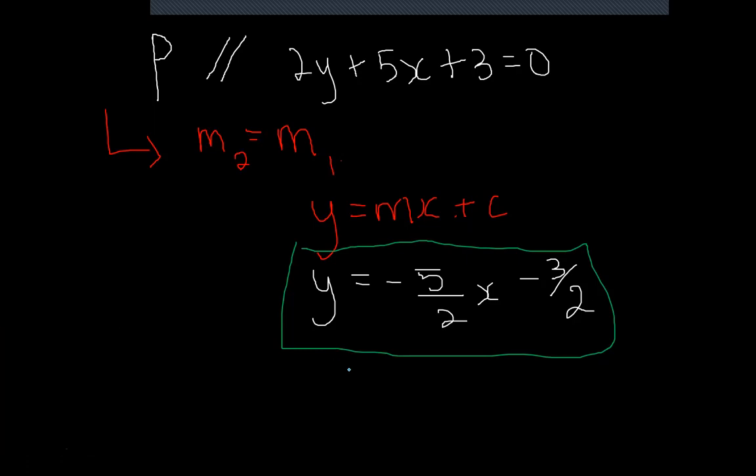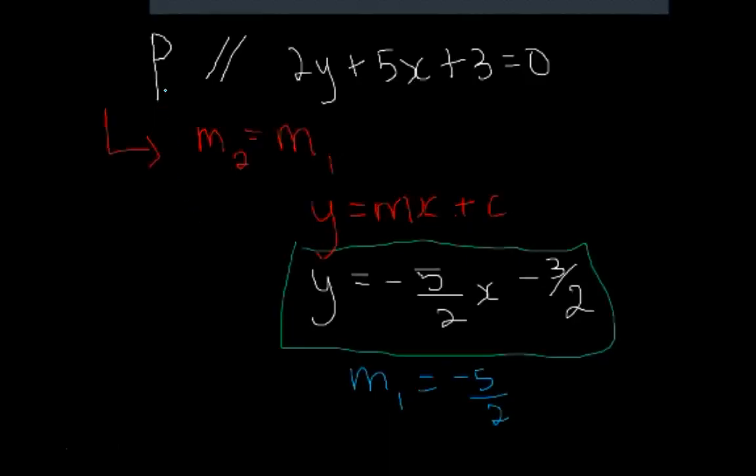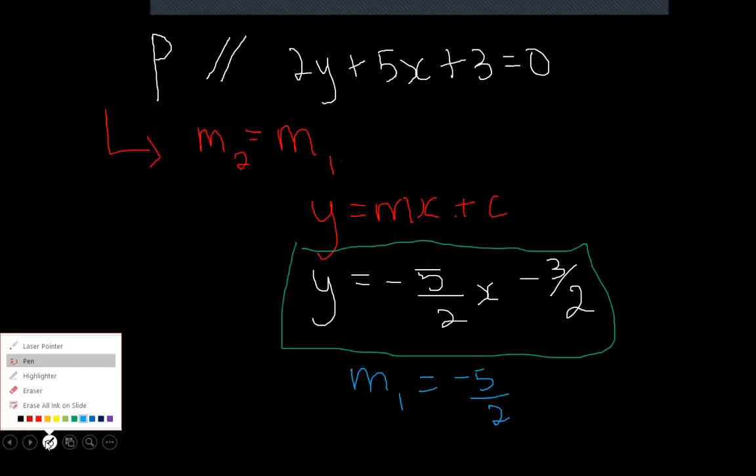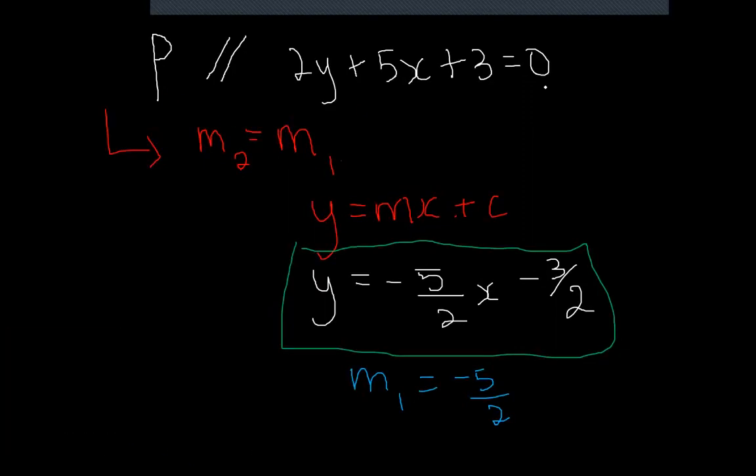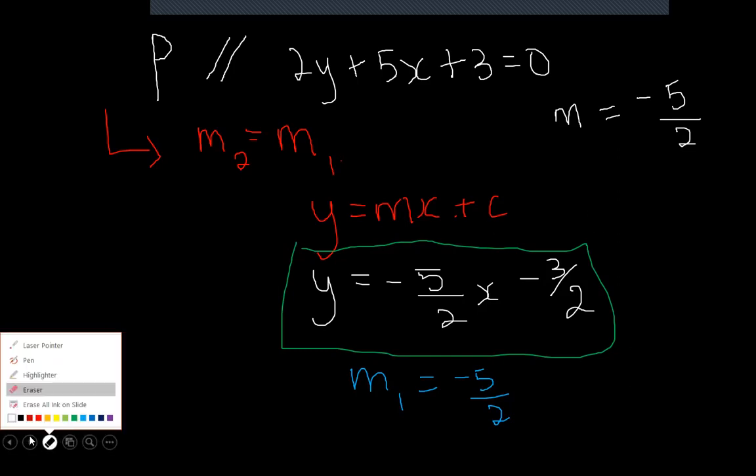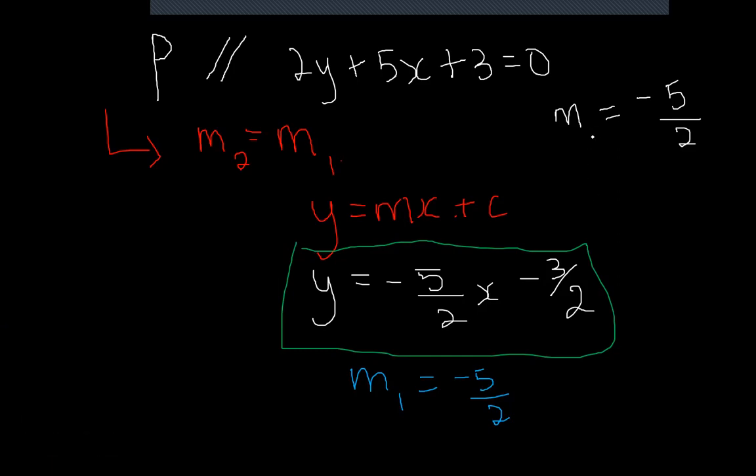So M1 is equal to minus 5 on 2. And we said that P is parallel to this line, so that means the gradient of P is also equal to minus 5 on 2. So M1 is equal to M2, which is equal to minus 5 on 2. And we know all of this so far? And we did all of this? Yes, miss. Most complex questions can be broken down into simple bits you can understand.